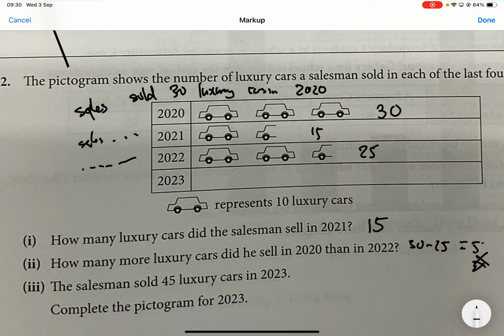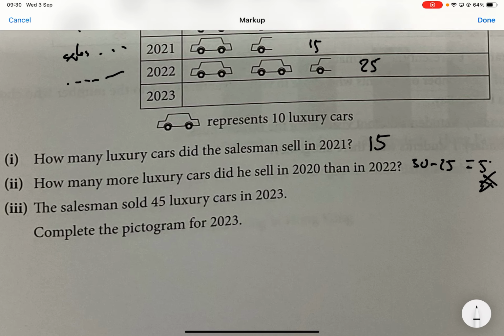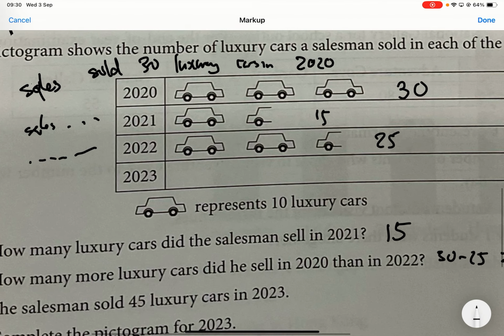Then Jingyi now, don't know what she is looking at below her table. The salesman sold 45 luxury cars in 2023. Complete the pictogram. So this one may also come out in your exam. Then you will have to go and draw.